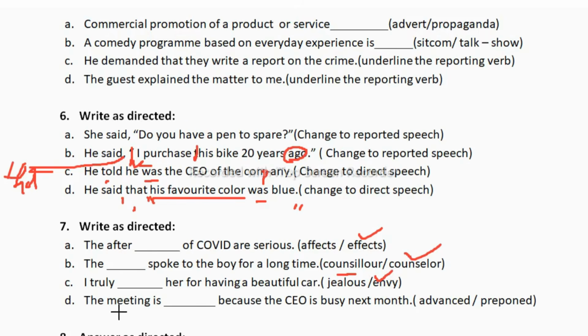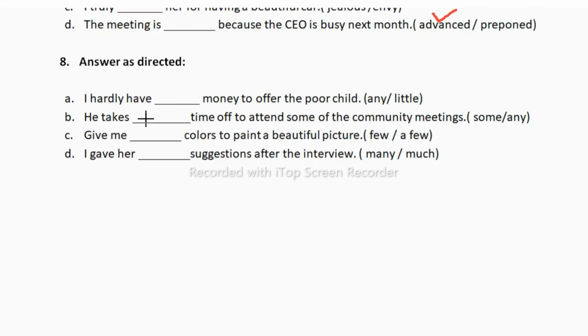Next one, the meeting is dash because the CEO is busy next month. Advance or prepone. Both have the same meaning, advance and prepone, but prepone is the informal word. We should not take informal. And advance also means bring forward. So the correct answer is advance. Now let's see this one. These questions are from determiners. That video also I have uploaded.